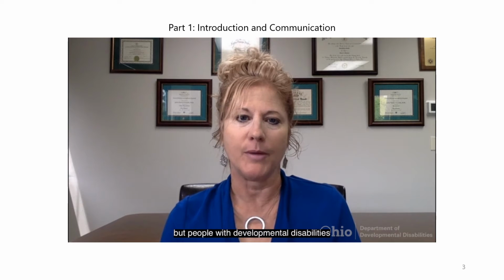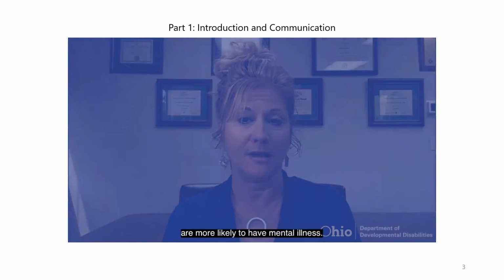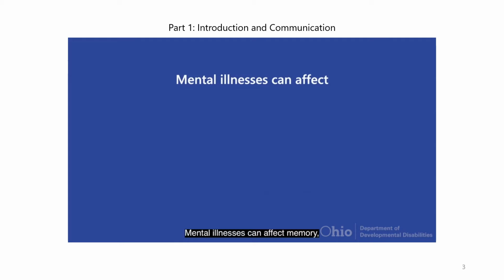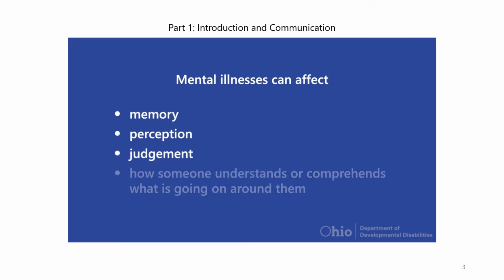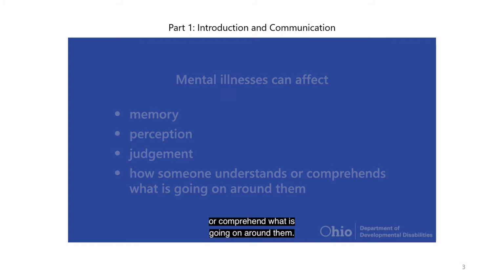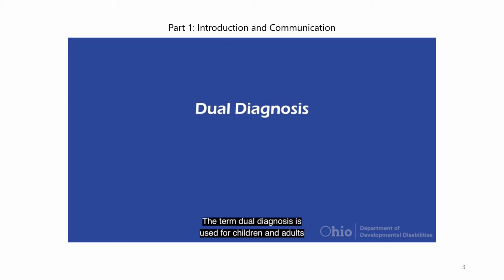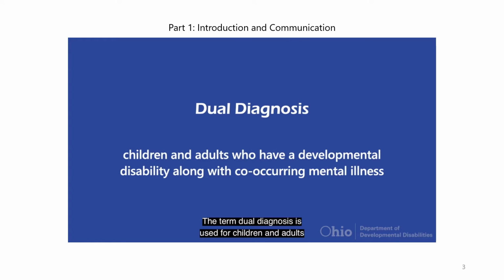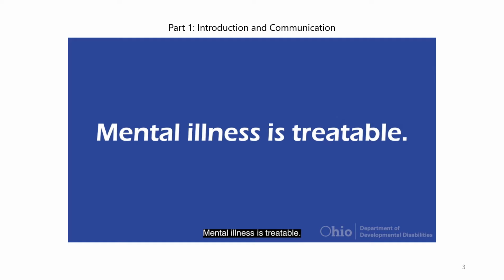By way of introduction, mental illness and developmental disability are two different conditions, but people with developmental disabilities are more likely to have mental illness. Mental illnesses can affect memory, perception, judgment, and a person's ability to understand or comprehend what is going on around them. The term dual diagnosis is used for children and adults who have a developmental disability along with a co-occurring mental illness. Mental illness is treatable.